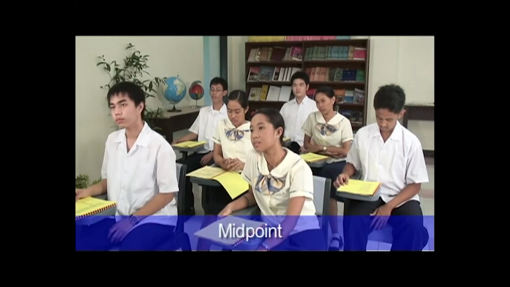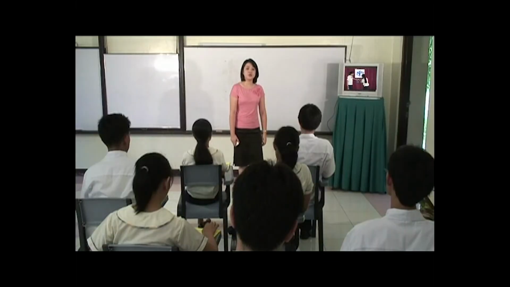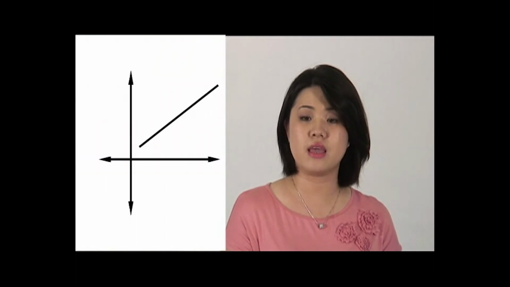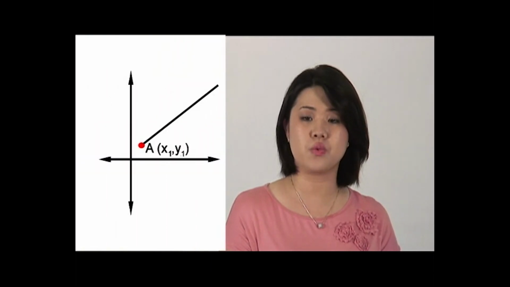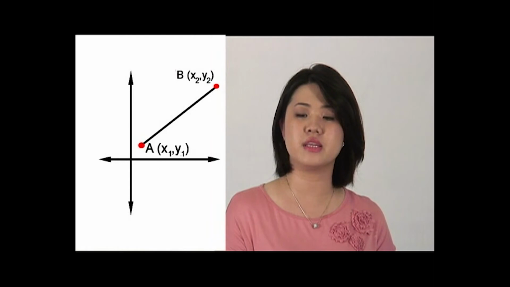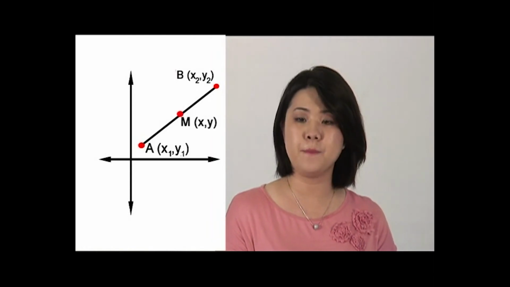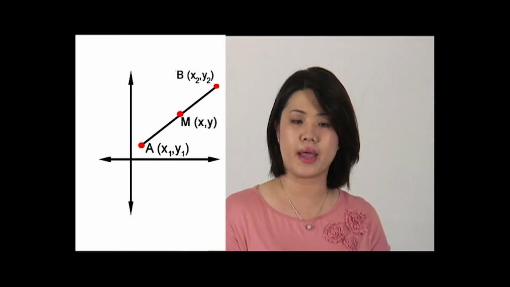You mean the midpoint of a line segment? Yes, we learned some things about the midpoint in our previous lesson. Can you recall what the midpoint of a line segment is? I think it is the point that divides the segment into two equal parts. Yes, that's right. We will assume that we are given the coordinates of the two endpoints, say A with coordinates x1, y1 and B with coordinates x2, y2. We'll also denote the midpoint by M with coordinates x and y.